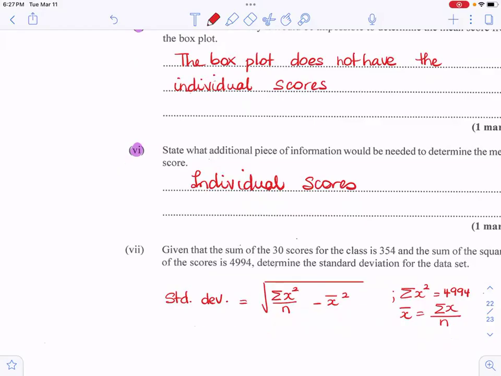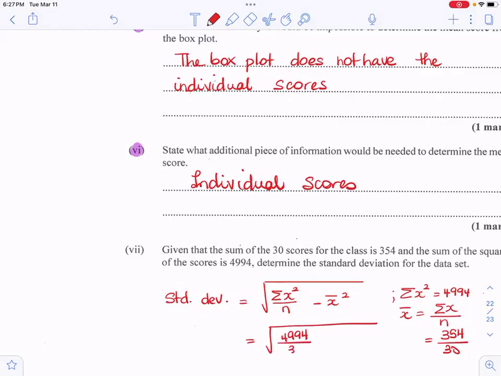Given the sum of 30 scores for the class is 354, so 354 divided by 30, how much is that? 11.8. Very good.